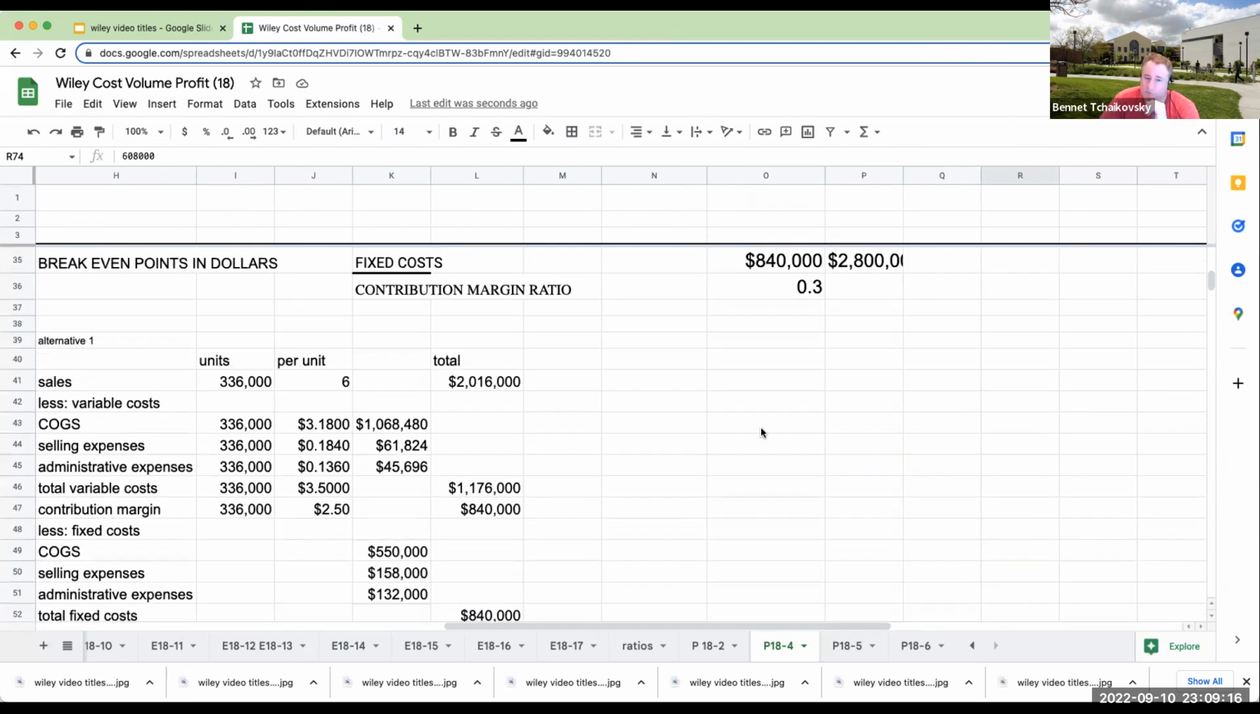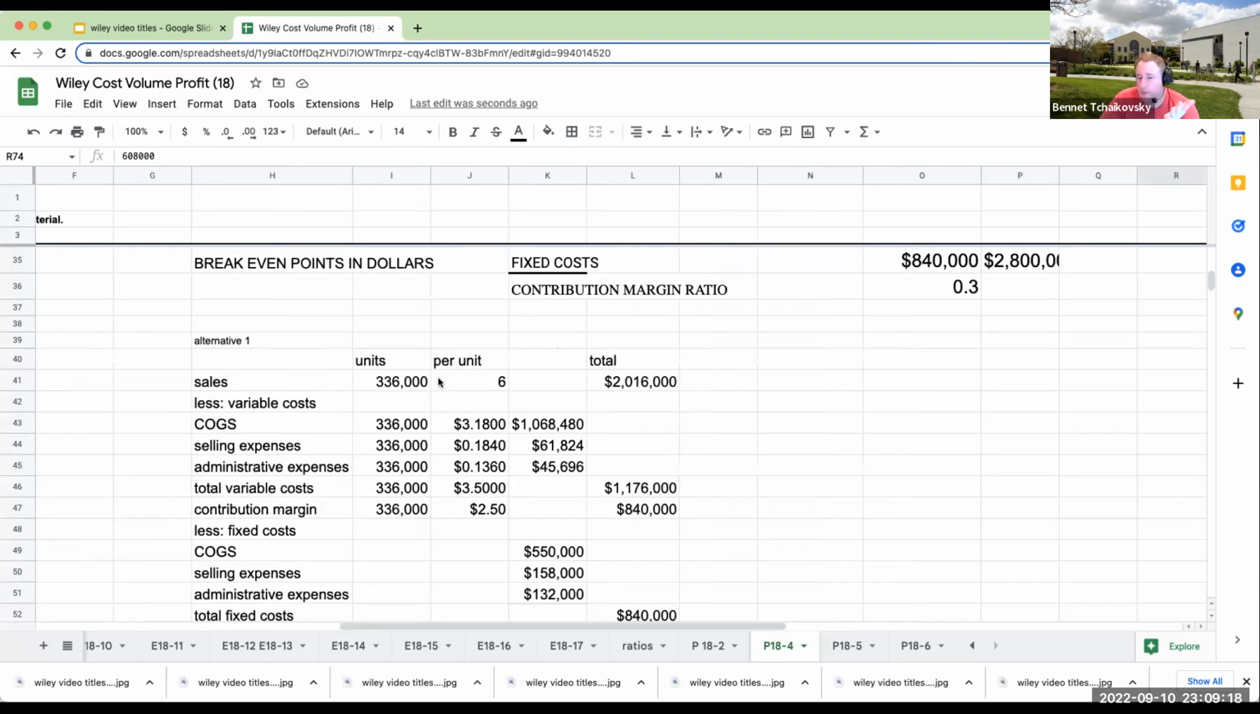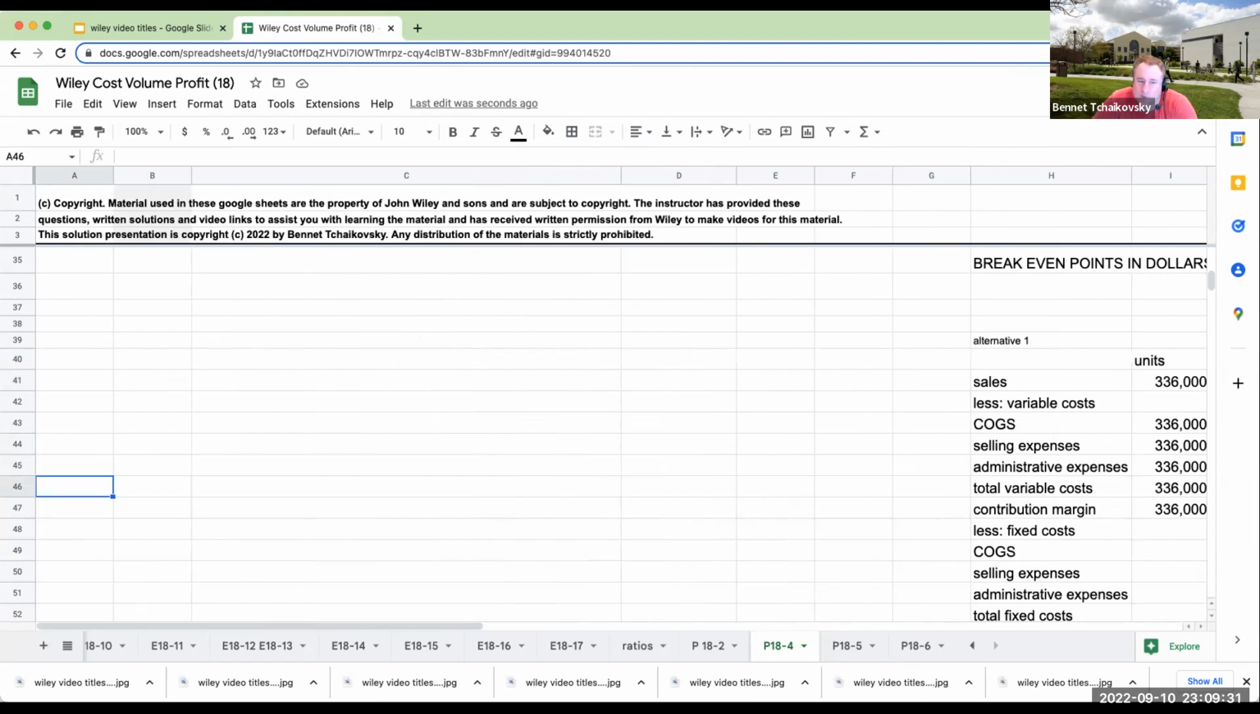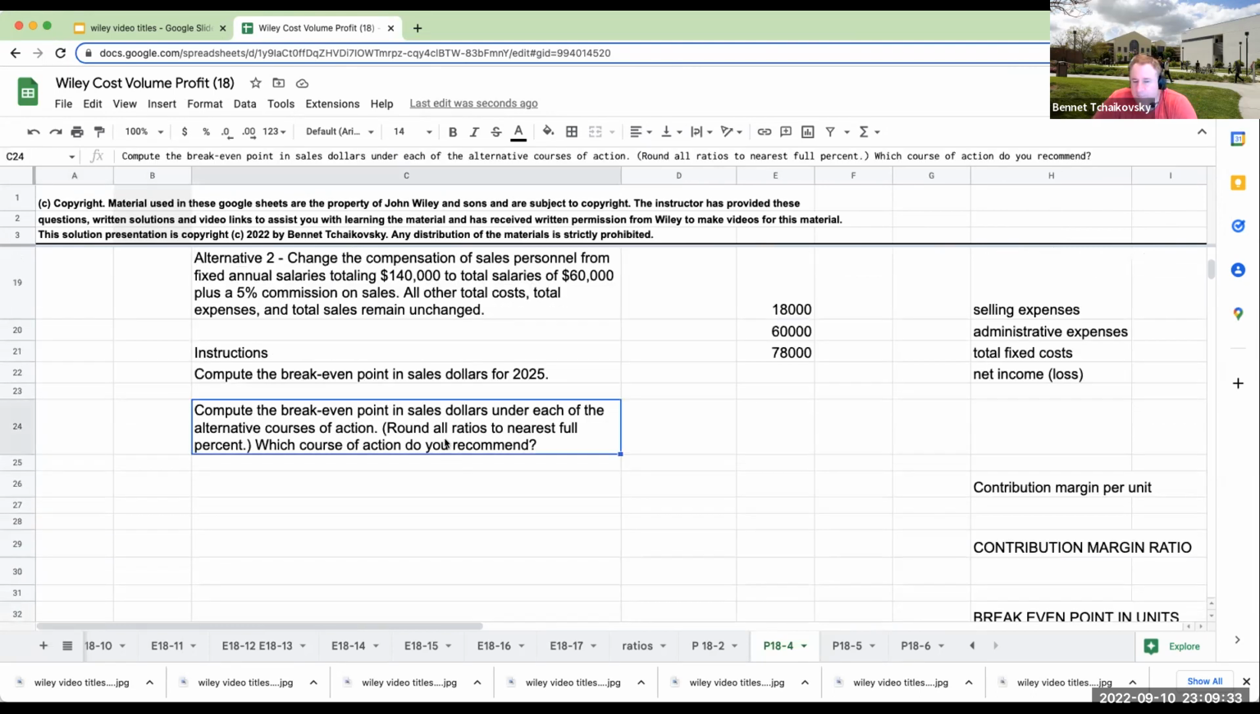Whereas under alternative 1, we don't have to sell as many. So what I would say is by raising the price per unit, because now we're in the post-COVID inflationary world, it shouldn't be a problem. But of course, then all this other stuff's going to go up. But as we look at this, compute the break-even dollars under both. Which course of action would you recommend? I would recommend going with alternative 1.